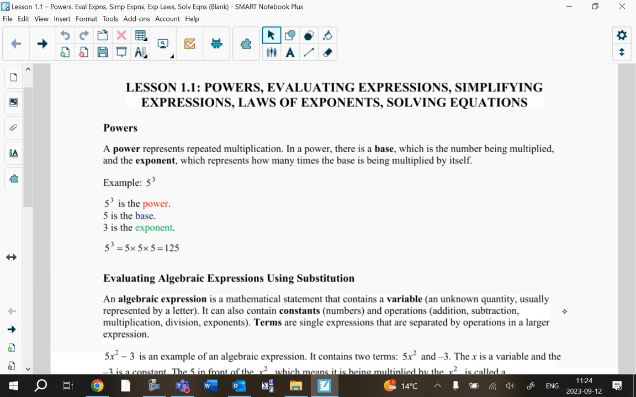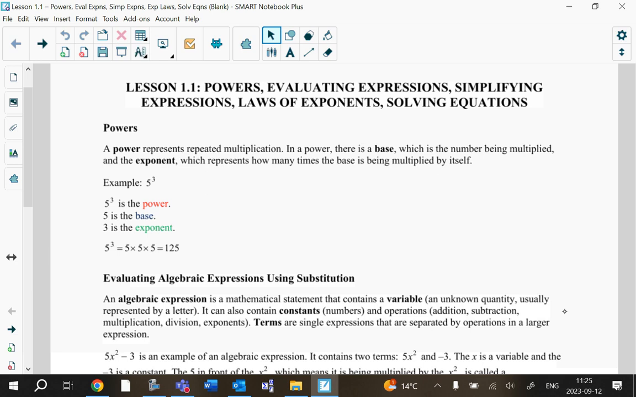So the first thing is powers. What does a power do? Well, it represents repeated multiplication, and it is made up of two numbers. The two numbers together are called the power. The big number is called the base, and the little number up and to the right is called the exponent. The exponent tells us how many times to multiply the base by itself. So 5 to the third means multiply 5 by itself 3 times.